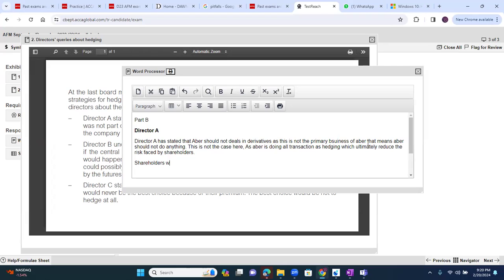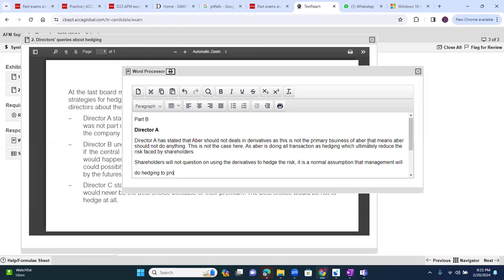Shareholders will not question using derivatives to hedge the risk. It is a normal assumption that management will do hedging to protect the company in an uncertain environment.